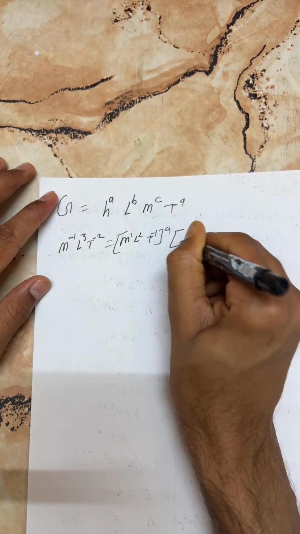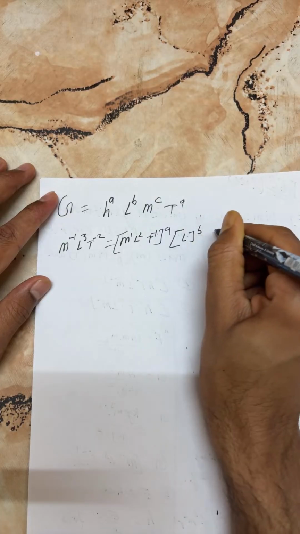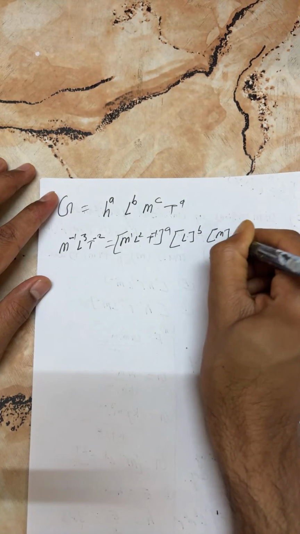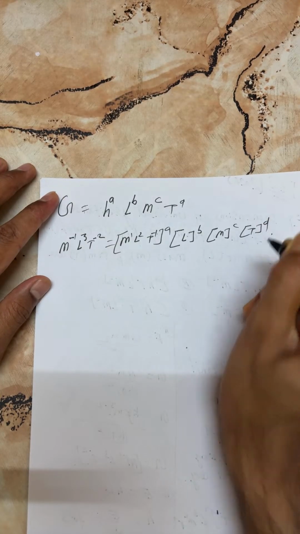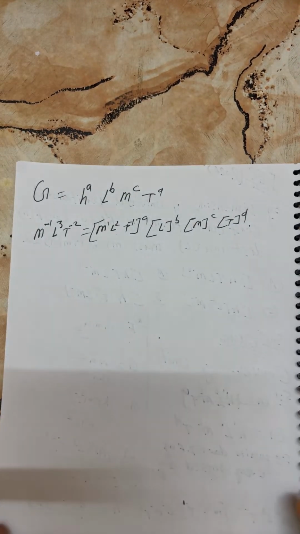Then beta, you can say here L to the power b, M to the power c, and T to the power d. T to the power d, right?